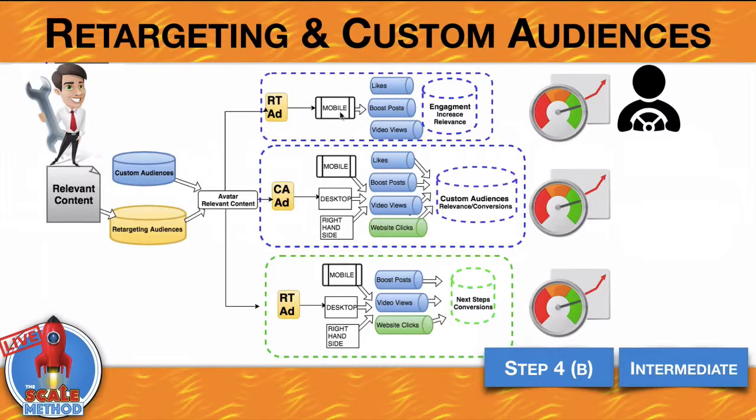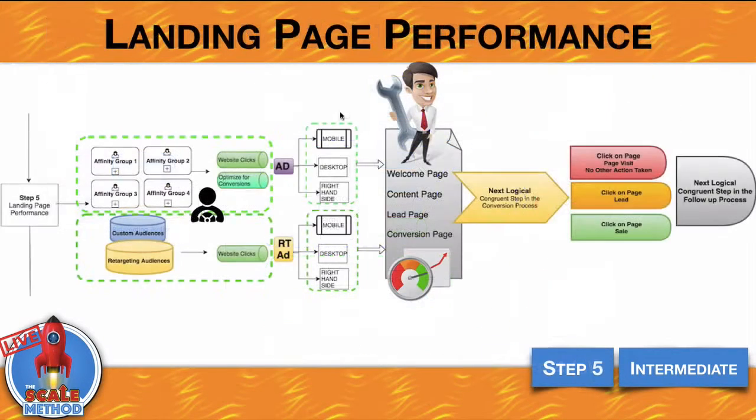Now, the last step is for conversion. Your true retargeting audience, the people who are already interested in certain content, you are going to retarget with mobile, desktop, right-hand side, using boost post, video views and website clicks to drive people to the next step in the conversion. See, the drivers in the landing page performance, notice the green lines around the affinity group and the retargeting audiences. Now we're starting to write copy for ads, advertisements for people to take action right now. These could either be retargeted from content or using the same affinity audience we were targeting content to.